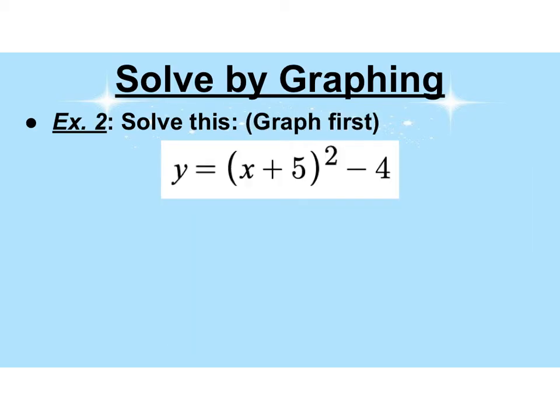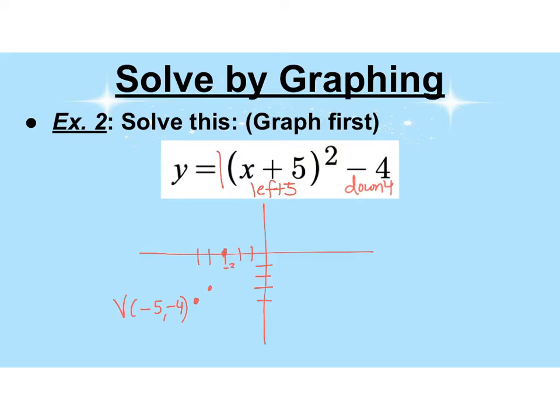Let's solve this by graphing. This time we're given the equation, so we need to graph it. I notice it's in vertex form. So when we have something inside the parentheses, I need to do the opposite. So this is going to go left 5 and down 4. So I'm going to graph that. And I have my vertex here at negative 5, negative 4. And then I'm going to use my step pattern. A is 1, so I'm going to go up 1 to the right 1, up 3 to the right 1.